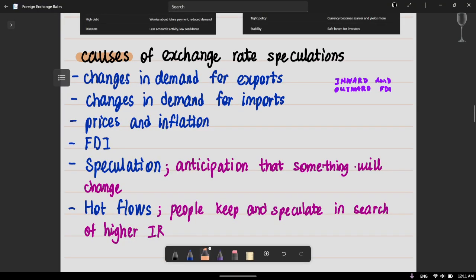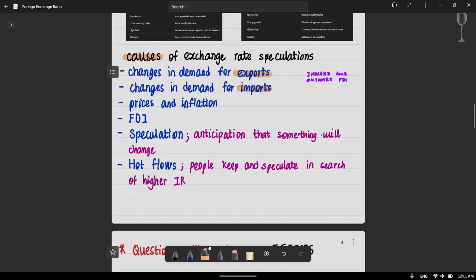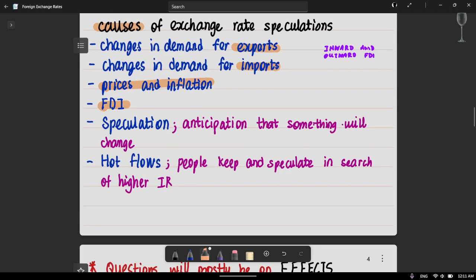But okay, let's see. Changes in demand for exports and changes in demand for imports. So you know that the demand and supply are the ones that are going to determine the fluctuations in the exchange rate, because you know that it's a floating exchange rate system which is determined by the market forces. Prices and inflation, FDI, which we talked about, speculation. Okay, now I'll explain these two things, and they are basically interrelated.